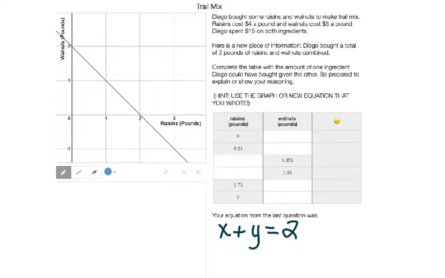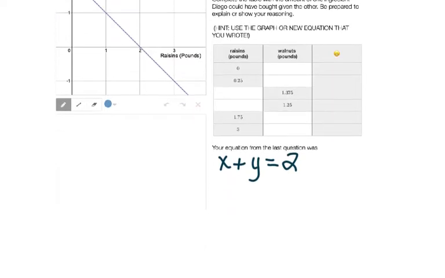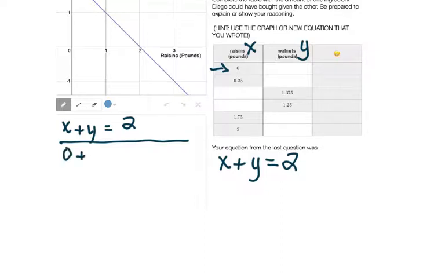And again, remember that if I wanted to, I could actually substitute. This is really nice. X plus y is equal to 2. If this is x and this is y, I can go in and do all these substitutions, right? Let's do the first one together just real quick. If I say that x is 0, 0 plus y equals 2, what does y have to equal? Y has to equal 2. So right there, and this is correct.